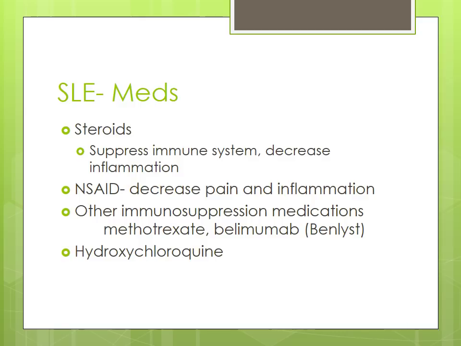Medications that we use in lupus are things like steroid therapy, right? Steroids suppress the immune system, which keeps the body from attacking itself. They also help to decrease inflammation. We use topical cortisone sometimes to decrease the skin lesions and rashes that patients with lupus can develop. Sometimes we use NSAIDs to help with pain and inflammation. Methotrexate maybe to help with immunosuppression.